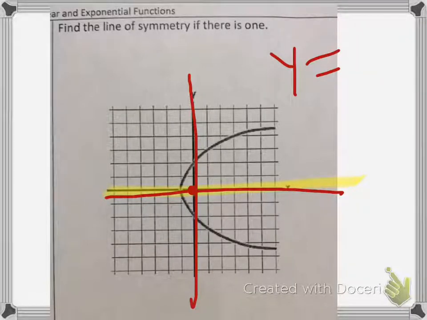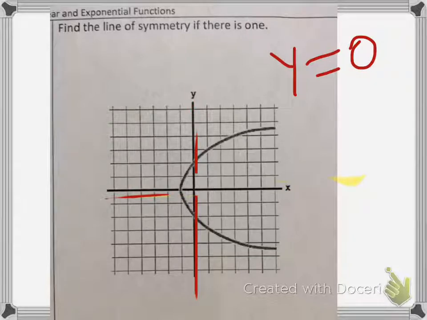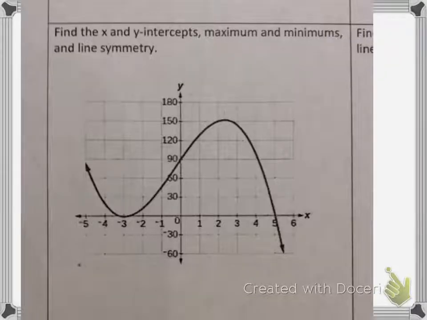So in order to draw my line of symmetry through this, it's going to go right here where y equals 0. All right, this next one says find the x and y intercepts, the maximums and minimums, and the line of symmetry. So let's start with the x-intercept.